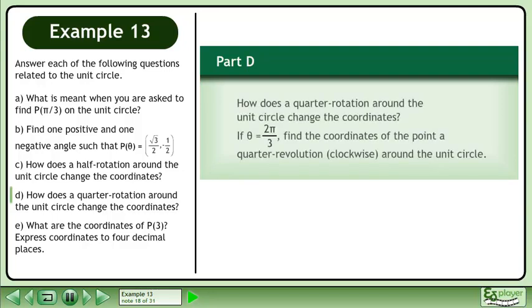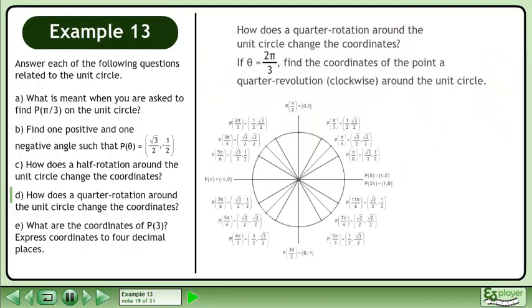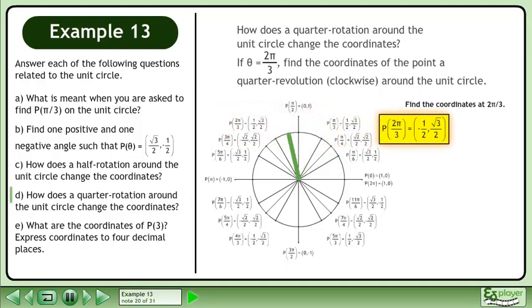Now we'll move on to Part D. How does a quarter rotation around the unit circle change the coordinates? If theta equals 2 pi over 3, find the coordinates of the point a quarter revolution clockwise around the unit circle. Find the coordinates at 2 pi over 3. They can be found on the unit circle.